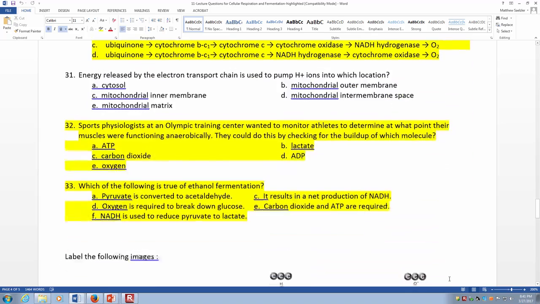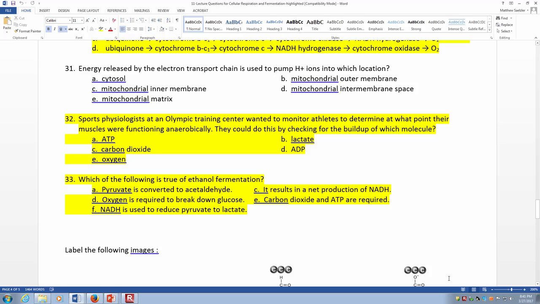Okay, 32, sports physiologists at an Olympic Training Center wanted to monitor athletes to determine at what point their muscles were functioning anaerobically. They could do this by checking for the buildup of which molecule? Right, B, lactate, because that's produced by lactic acid fermentation, and that's what you're producing when your muscles are functioning anaerobically, which means without oxygen.